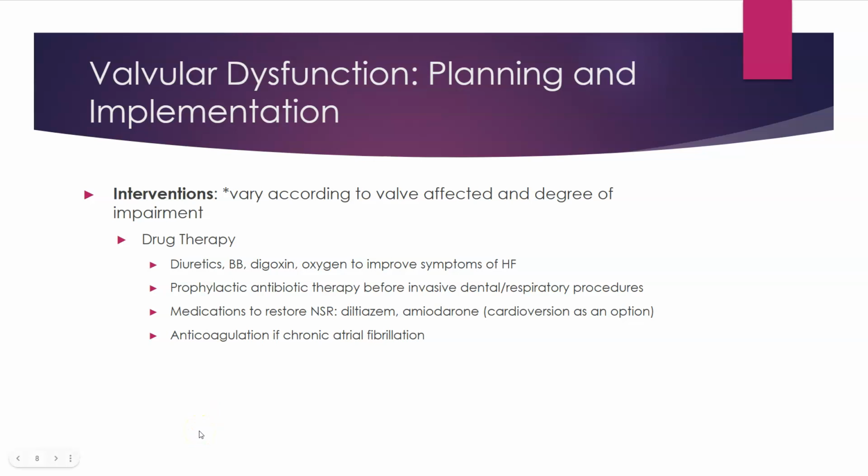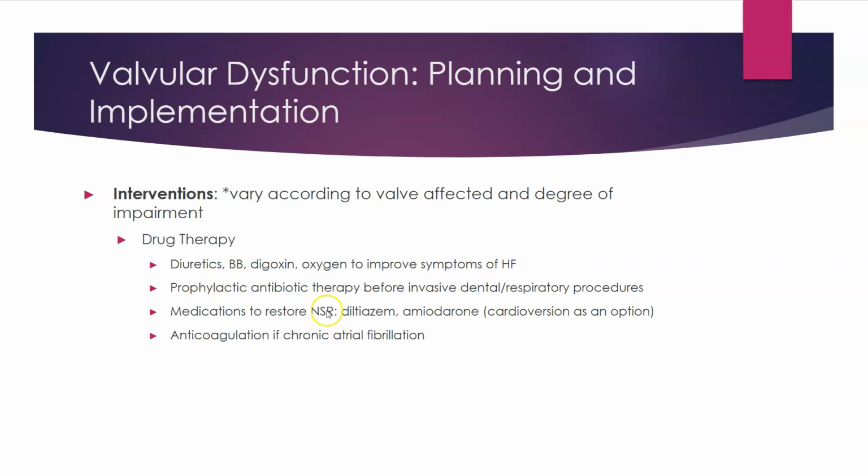So interventions, what do we do with this? Drug therapy is probably one of the most highly sought after things that we do with this. So we'll put them on diuretics to decrease the amount of fluid in that vasculature, and hopefully it pushes less on that, especially with your regurgs. Beta blockers, digoxin, oxygen, trying to prevent and improve any symptoms of heart failure.